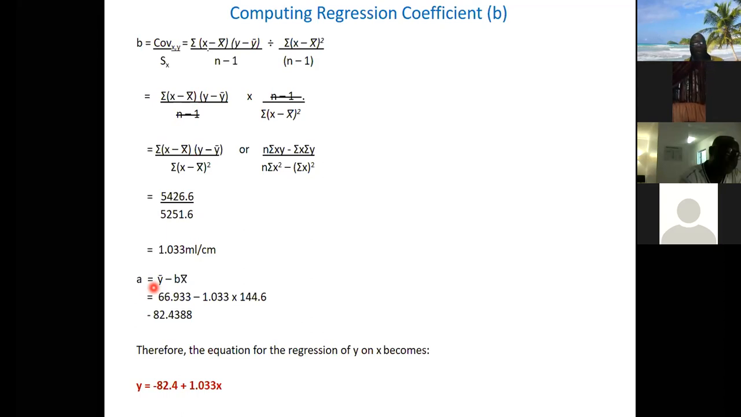So if you change the subject of formula, you will be able to say A is equal to ȳ minus B x̄. The ȳ and x̄, we already know that they are the mean of y and mean of x. So mean of y, mean of x, with the coefficient b, you'll be able to get A. So you can now write the regression equation of y on x: y is equal to minus 82.4 plus 1.033x.